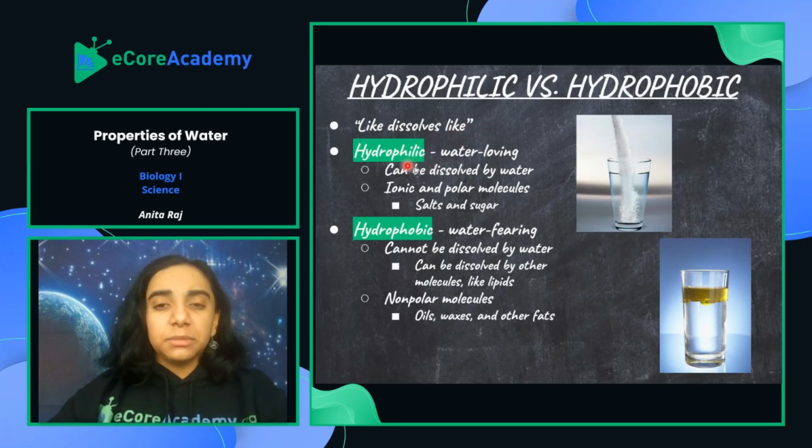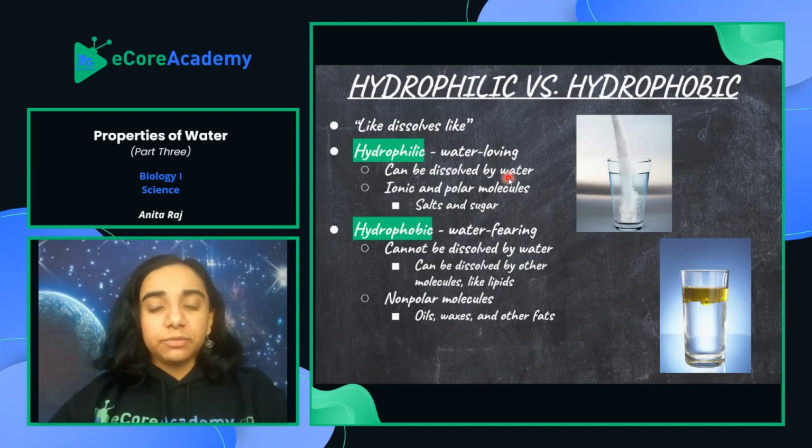So hydrophilic means water loving. Hydro means water, philic means loving, water loving. So any molecule that is hydrophilic is water loving. Because it's water loving, it must also be polar, or ionic, or charged. This means it can be dissolved by water, like we said, salt or sugar. If we put it in water, water can dissolve it. It'll be mixed through water.